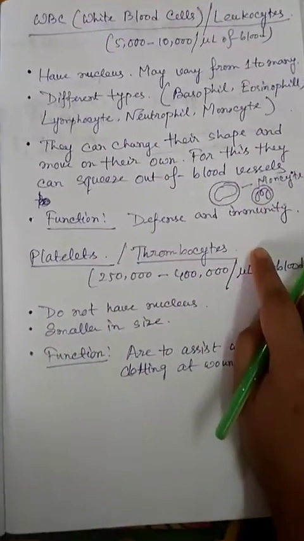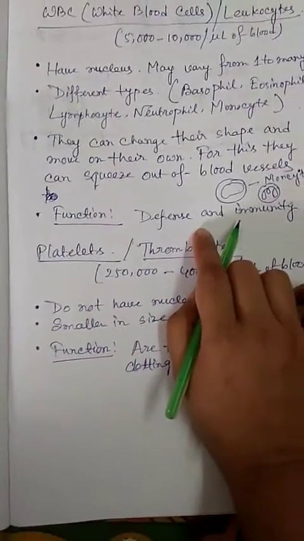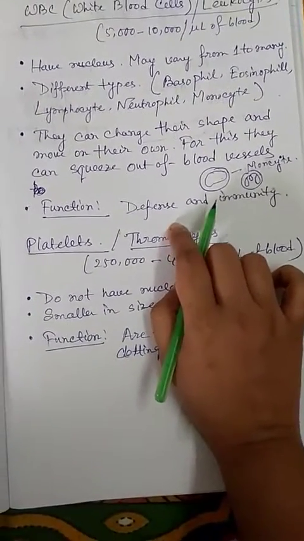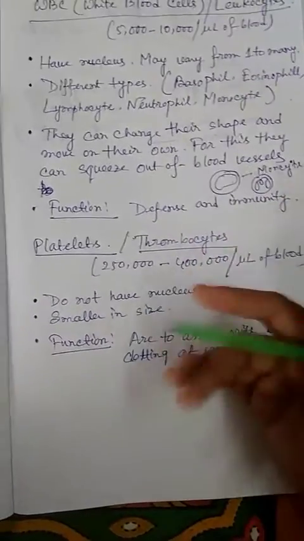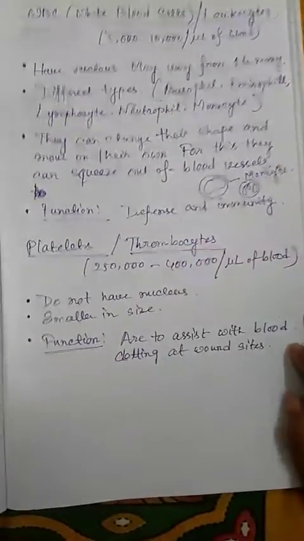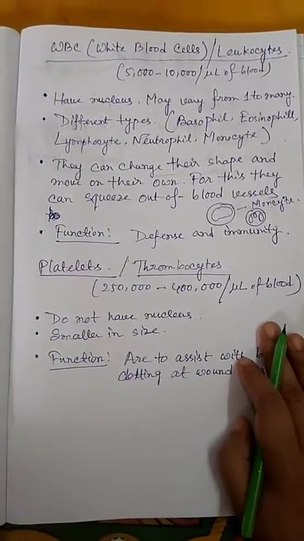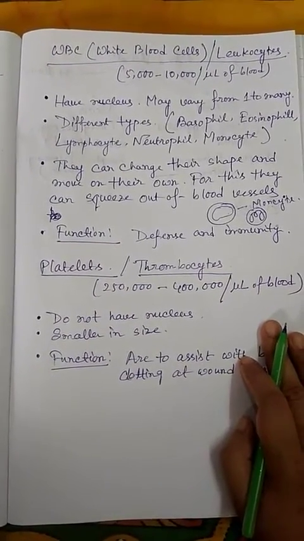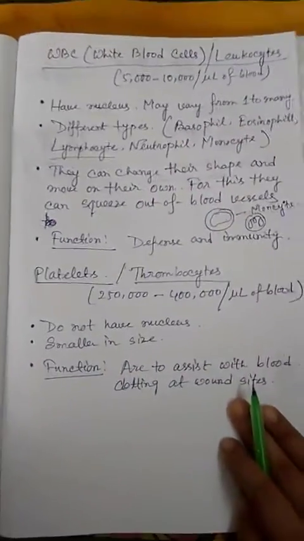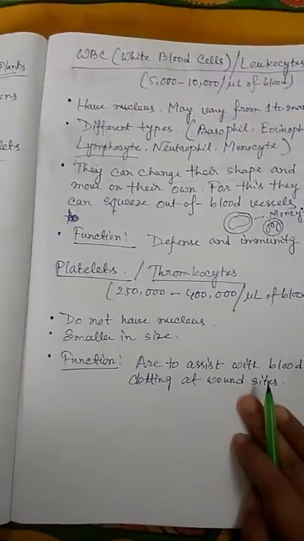What is the function? As I previously said, they are engaged in the defense system of our body. Whenever any pathogen, like bacteria or virus, invades our body, they help to kill it, and from that we can survive. One very important WBC is the lymphocyte. You will hear about it in higher classes, like the T cells, B cells, killer cells.